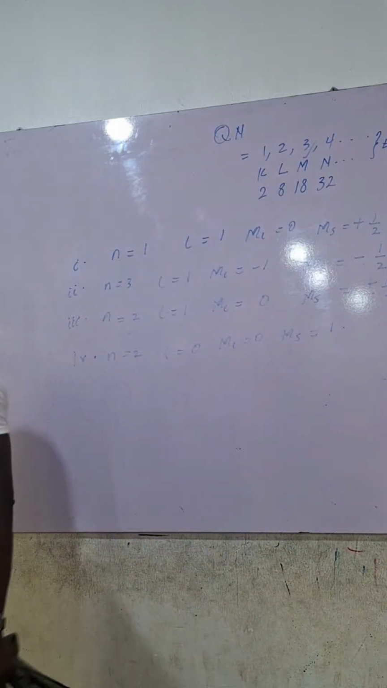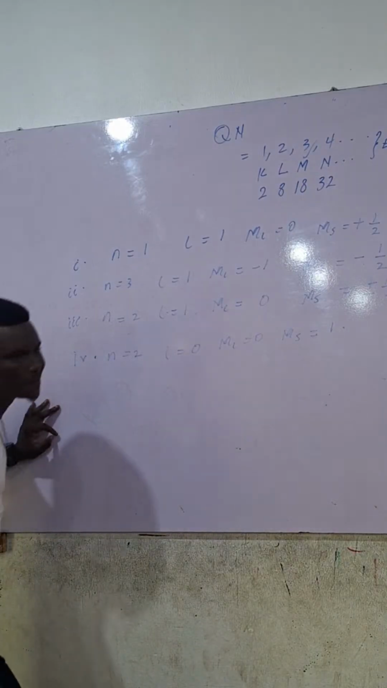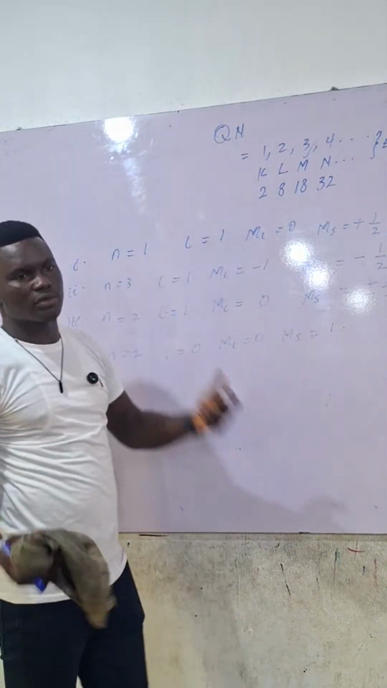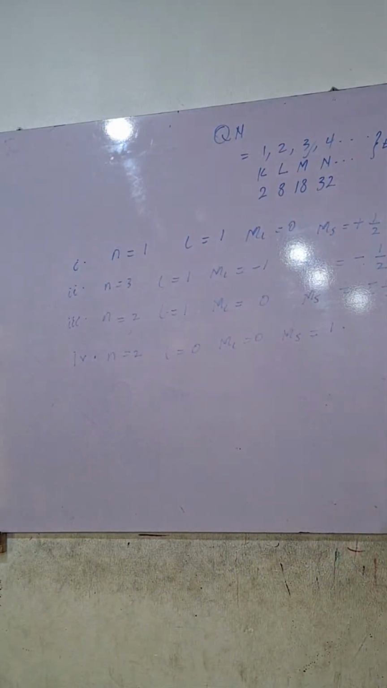So you can go and solve the rest. So let's check which one is correct. Which one is permissible, which one is possible? Which one do you think the combination is sensible? For Roman figure 1, if n is 1, can l be 1? It's not possible. So Roman figure 1 is not permissible.